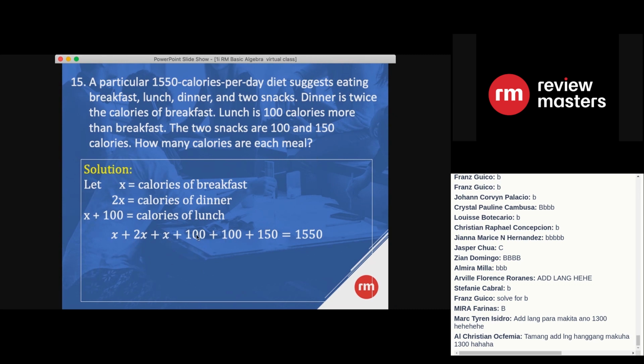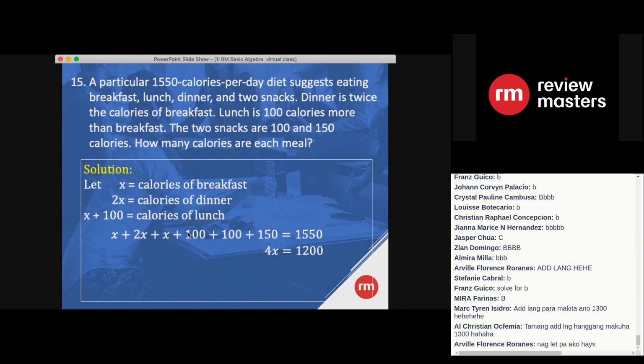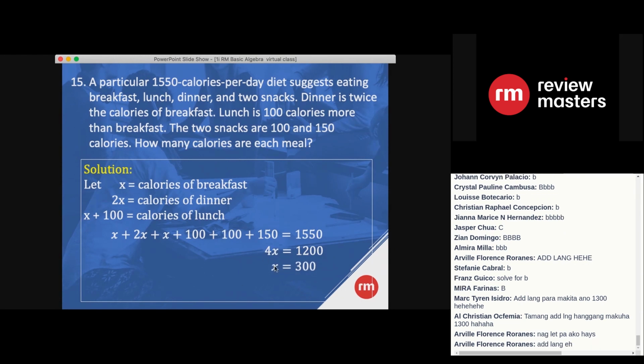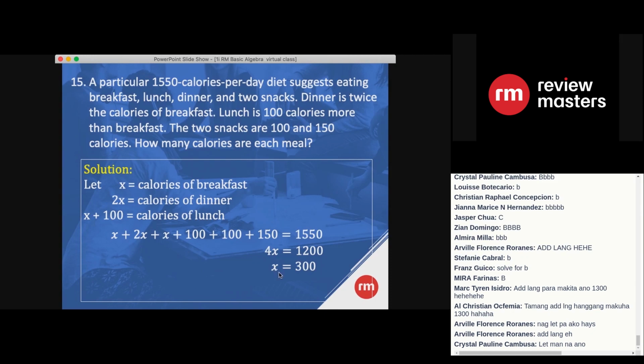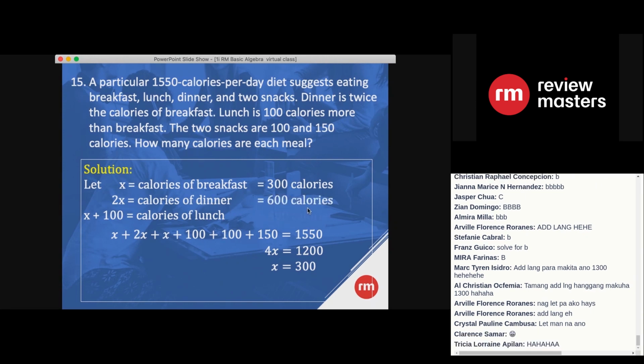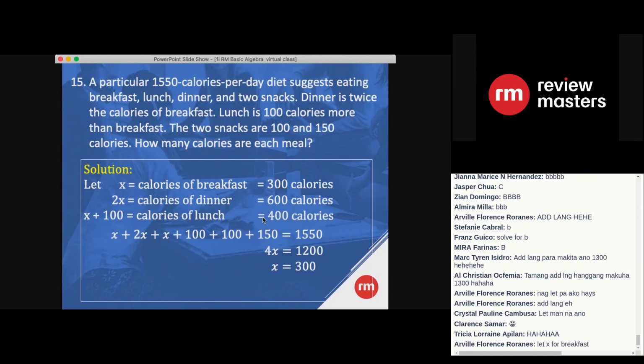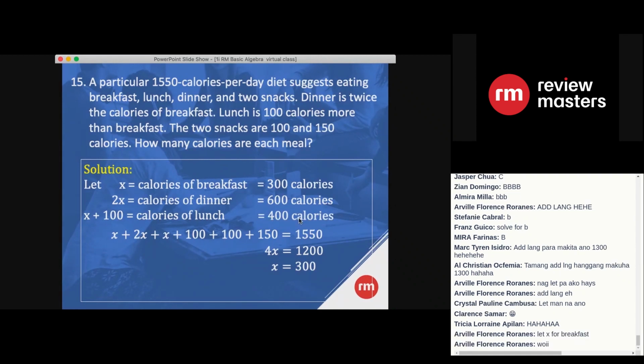So when you add all of them, X plus 2X plus X is 4X. And then this one is 350. 1,550 minus 350 is 1,200. So 4X is equal to 1,200, divided by 4. So X is equal to 300. So meaning, for breakfast, 300 calories. For dinner, 600 calories. For lunch, 400 calories. And so therefore, that is choice letter B.